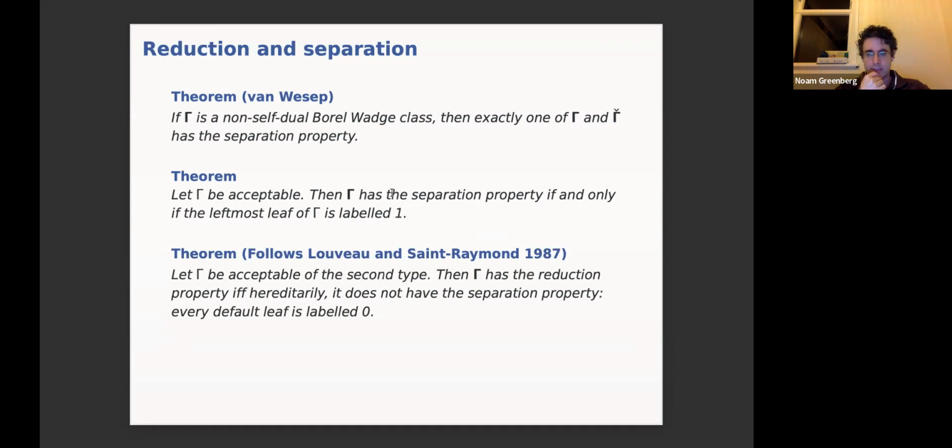And then there's the reduction property. This is the same property that CE sets have. If you've got two CE sets, then you can produce CE subsets where the union is the same thing, but they're disjoint. You can basically choose which one went in first. So not all pairs of classes have the reduction property, and it turns out that we can look at the class descriptions and say that it has the reduction property if hereditarily it doesn't have the separation property. Every default leaf is labeled 0.